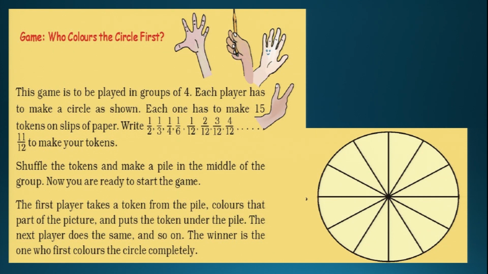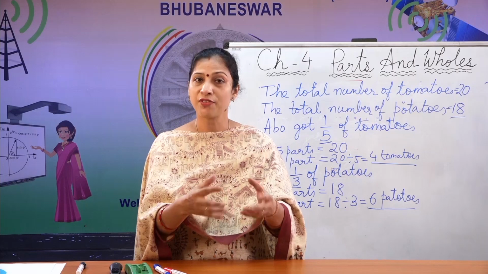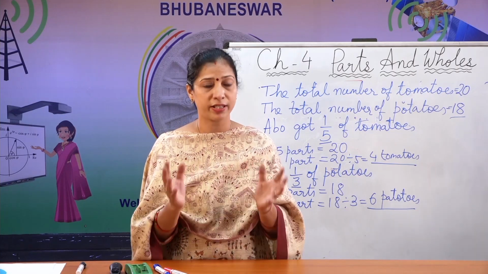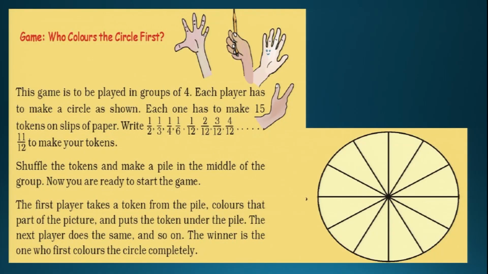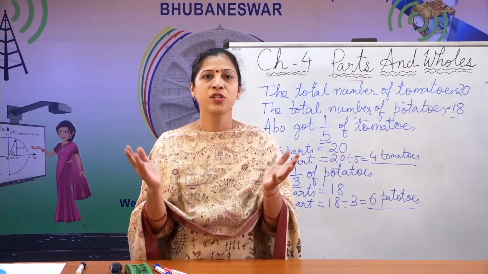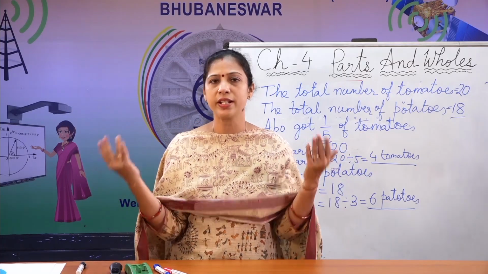Now, when you want to play with your friends, what can we do? You just shuffle the tokens, which are nothing but the chits which you have written, and make a pile in the middle. Now you are ready to start the game. So what do we have to do? The first player takes a token, and sees the value of the fraction written on that token. If it is written 2 by 12, he will color 2 parts out of 12 parts in any color. You can decide on your own, maybe it can be green, it can be blue.